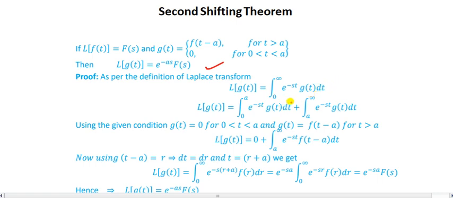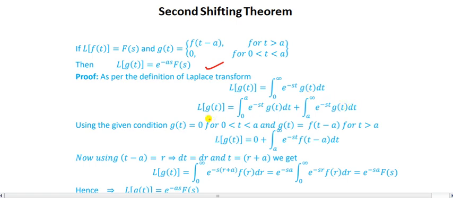Now what we can do is integrate this starting from 0 to a, and then a to infinity. The values range from 0 to a, and then for a to infinity the value of t should be greater than a. That's why we first break down this integration from 0 to infinity into two parts: one is 0 to a, and another one is a to infinity. So we get the integral from 0 to a of e to the power minus st g(t) dt, plus the second integral.